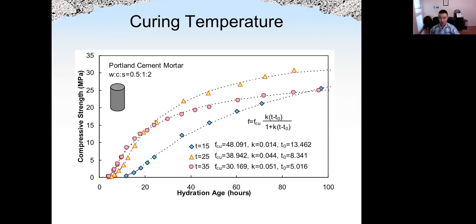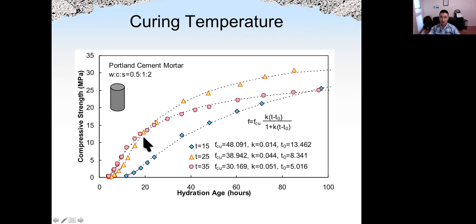Okay. Here is the steel early age up to 100 hours, around 4 days. So, effect of temperature. T is for temperature here: 15, 25, and 35 degrees Celsius, I believe. And how this temperature will affect the strength at different ages.